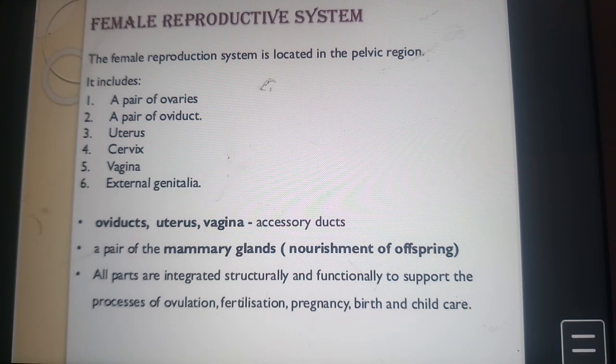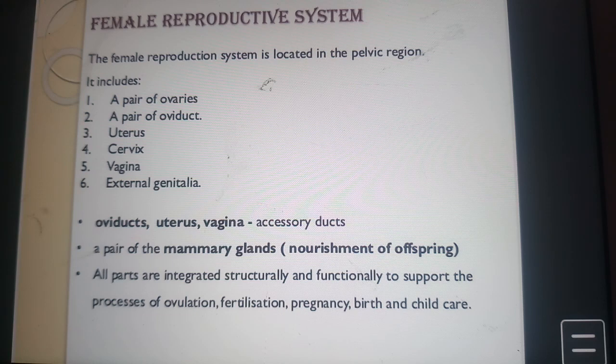You all know that the female reproductive system is located in the pelvis region. It includes a pair of ovaries, a pair of oviducts, uterus, cervix, vagina and the external genitalia. Here, as in the male reproductive system, there are also accessory ducts. For example, the oviducts, uterus and the vagina, these three are the accessory ducts of the female reproductive system. Along with that, you also have a pair of mammary glands for the nourishment of the offspring.